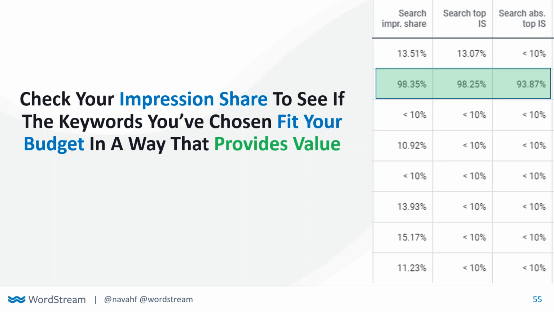So if you're seeing that your impression share is below 50%, that likely is a sign that either you've asked your budget to do too much, you have the wrong bidding strategy in place for your goals, or the keyword concepts that you're going after just do not fit the budget.